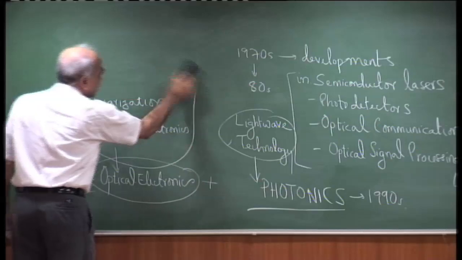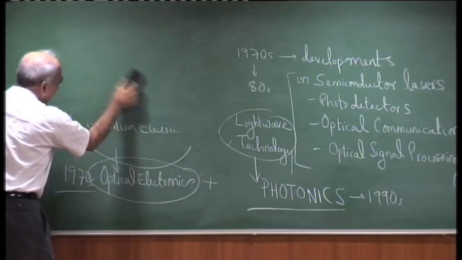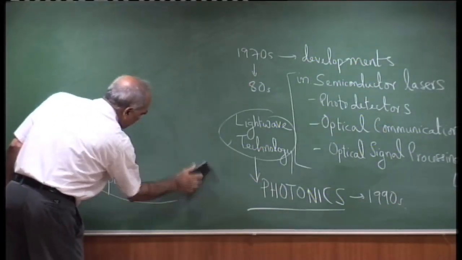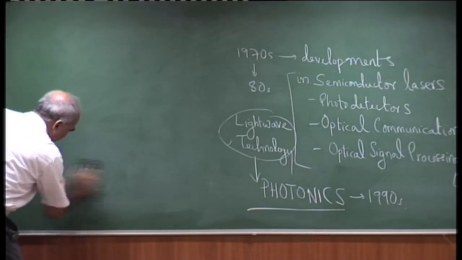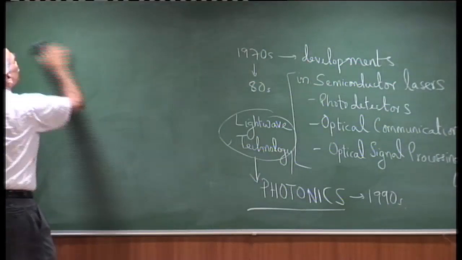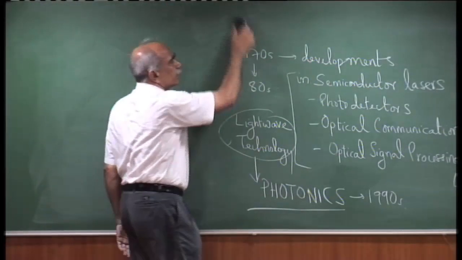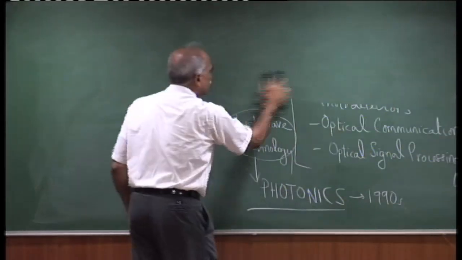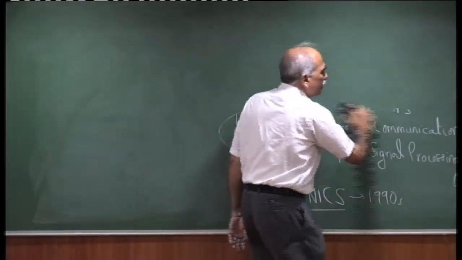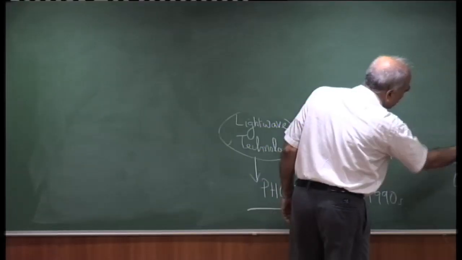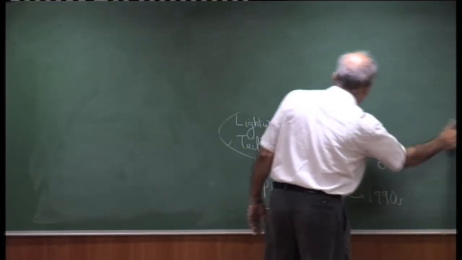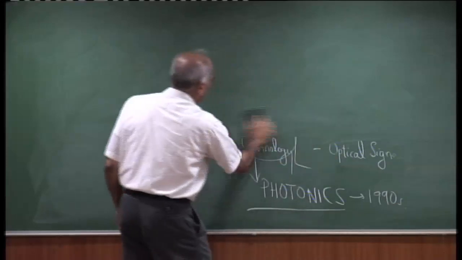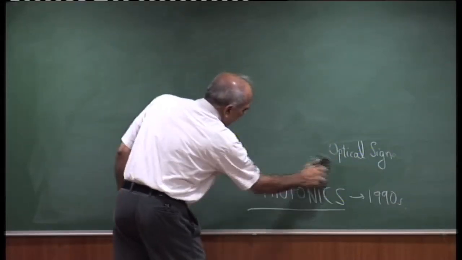So this much about the various terminologies that are prevalent, and today the branch is very widely known as photonics, a complete science which involves interaction of photons and electrons or interactions of photons and atoms.